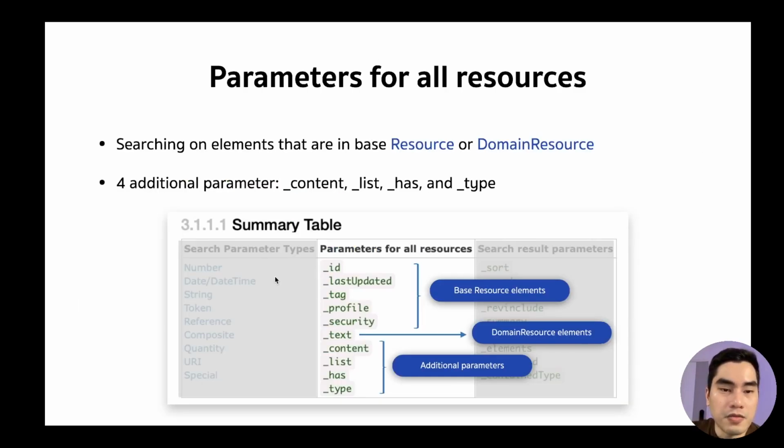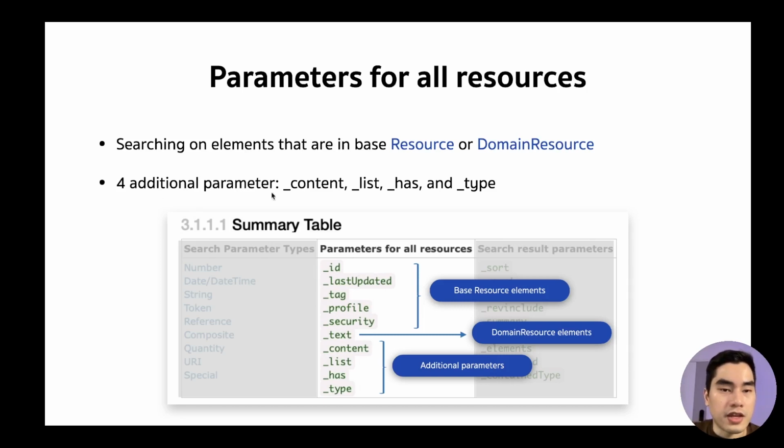That is the type of the parameter. The next one is parameters that all resources have, which you can search. We have 10 parameters in this type. Most of them came from elements in the Resource or DomainResource, because most resources in FHIR inherit from Resource and DomainResource. So the elements in these two resources can exist in all resources in FHIR. That's why we can search with these parameters, because it's inherently inside them already.